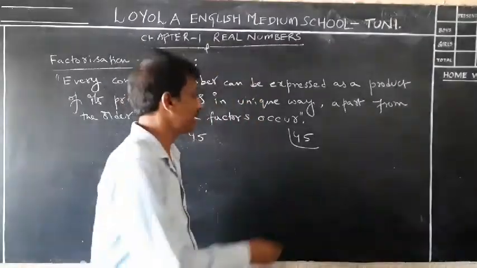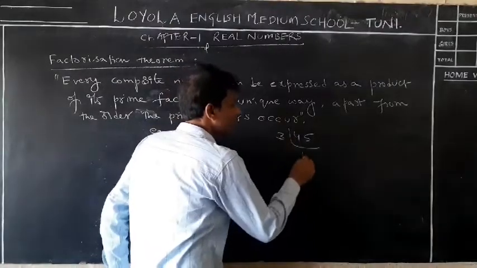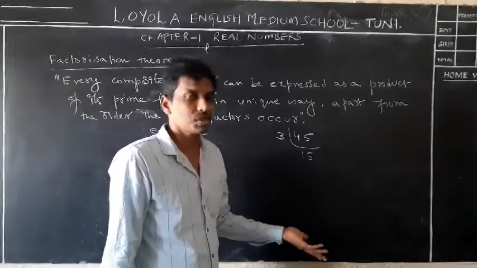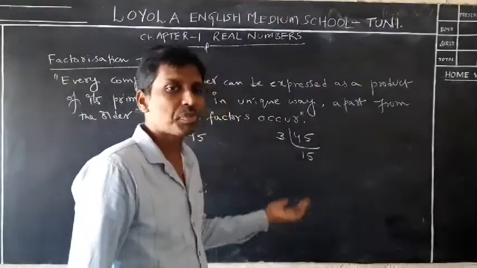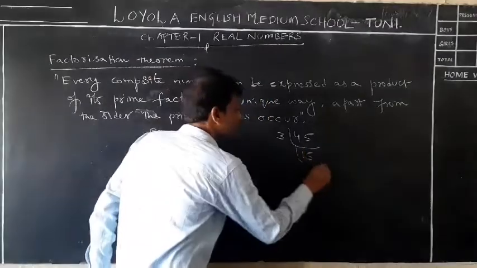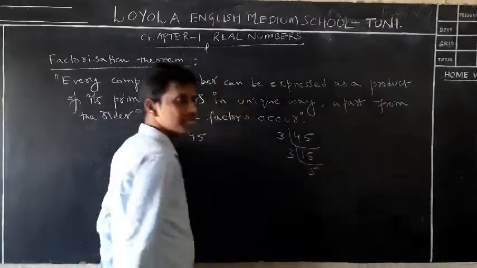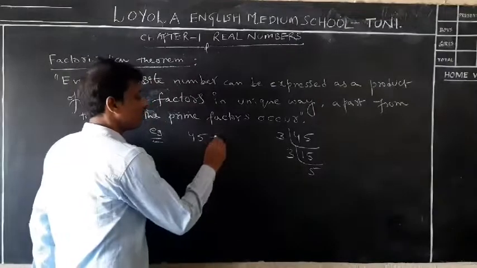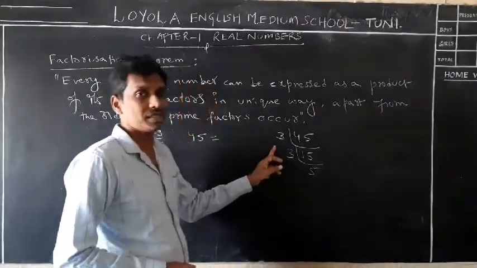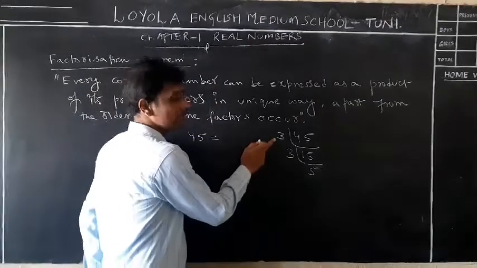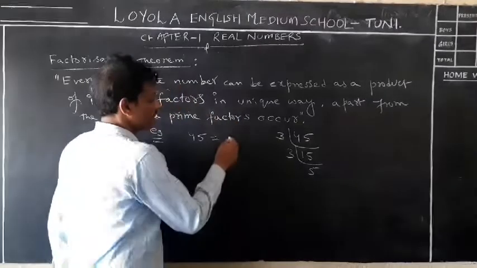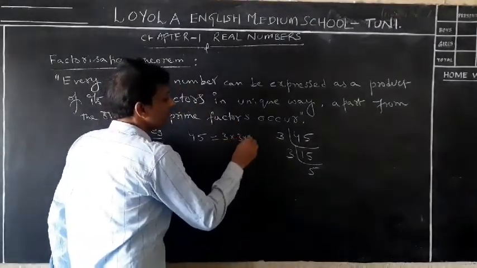So it is divisible by 3. 3 times 15 is 45, possible. Can you say whether 15 is again divisible by 3 or not? Yes, it is divisible by 3. Now, can we write 45 as the product of prime factors? What are the prime factors here? 3 and 5. Of course, 3 was repeated twice. 3 into 5.